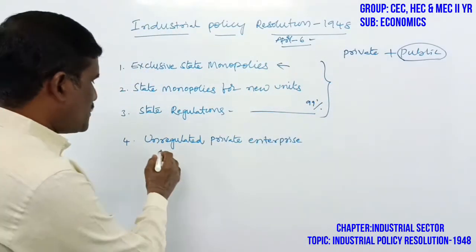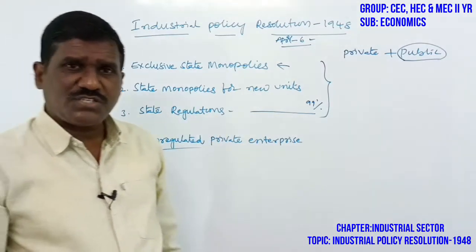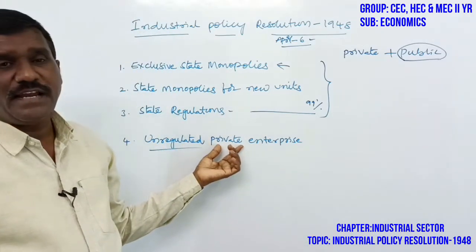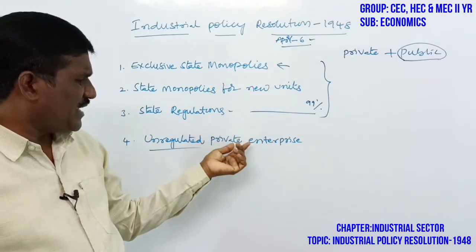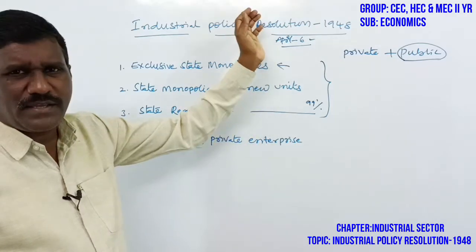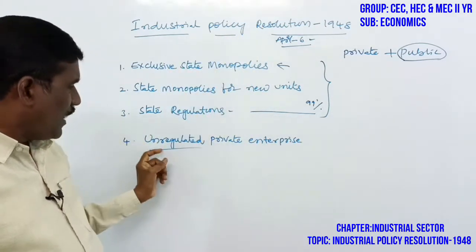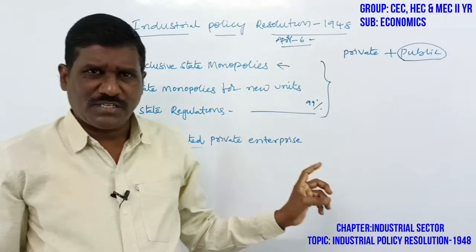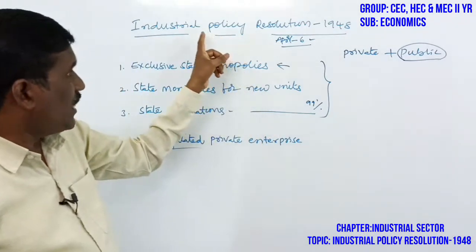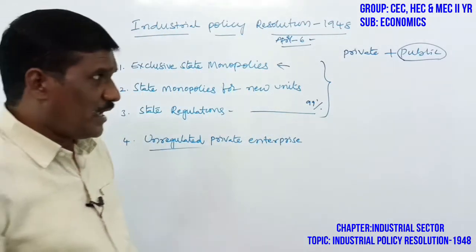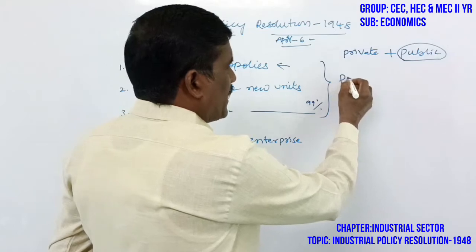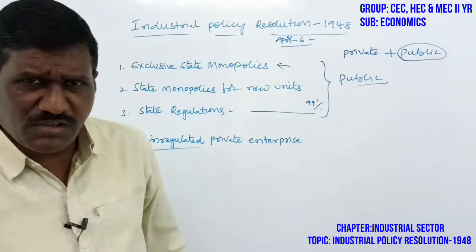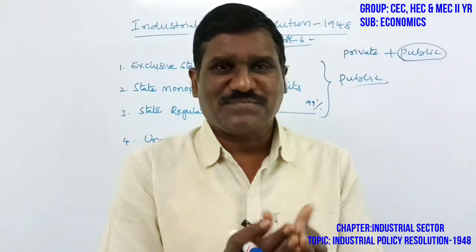And the unregulated industries, few in number, are left to the private entrepreneurs. There is not much else here, because everything key has been given to the government sector. So unregulated industries are allocated to private enterprises. According to this 1948 industrial resolution, we can say they gave more priority to the public sector, the government sector. So this is the first policy resolution.